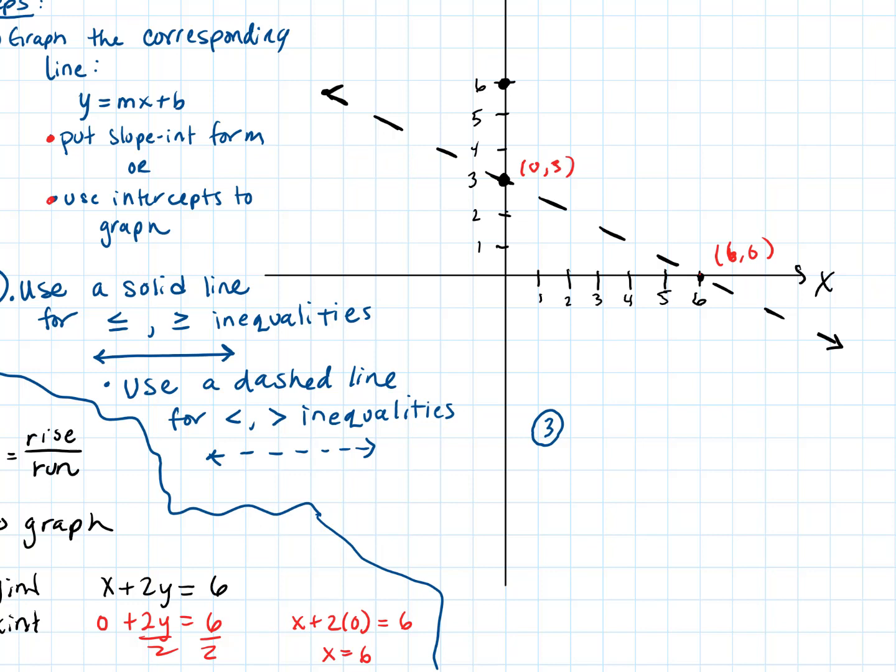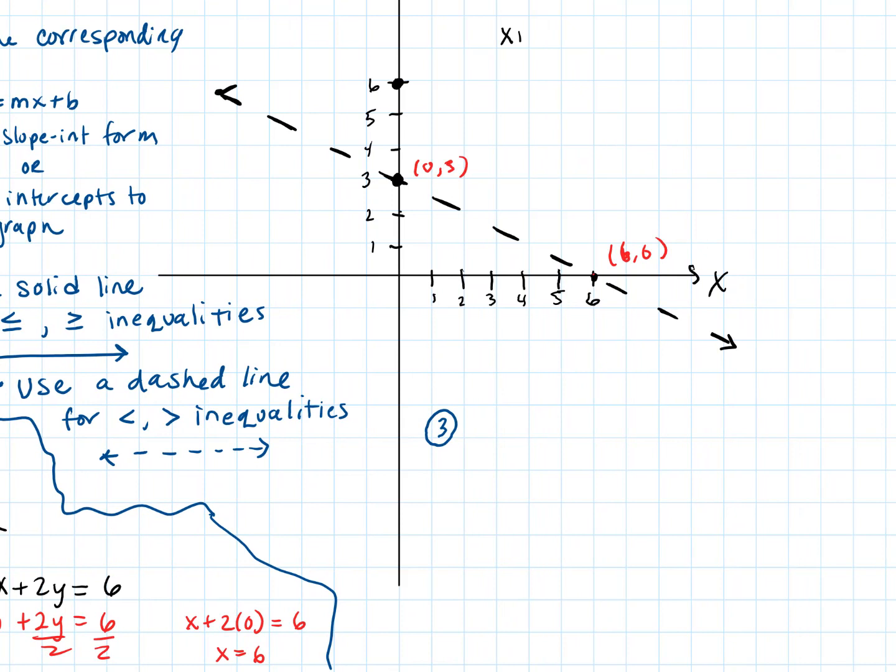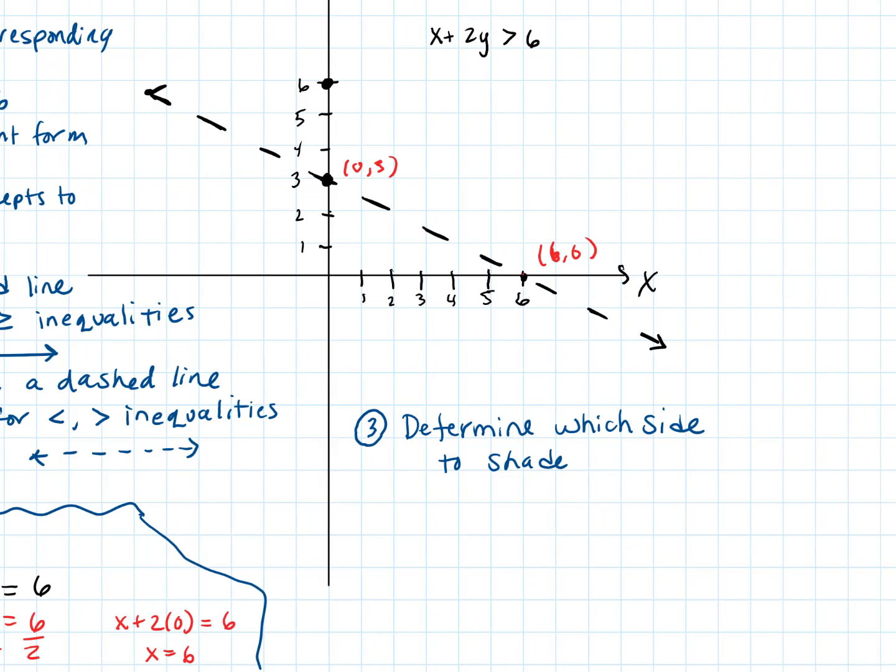So let me write the inequality up here again at the top of the screen. So it's x plus 2y is greater than 6, because it's off to the side now that we've moved over onto the graph. So our third step is to determine the correct shading. So determine which side of the line to shade for the solutions. So where do the solutions live? Are they above the line or below the line?